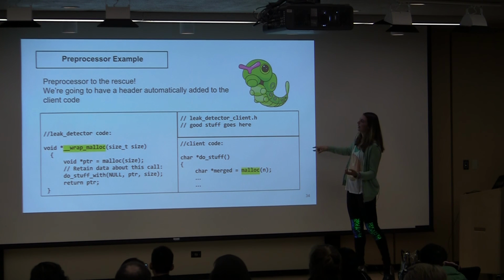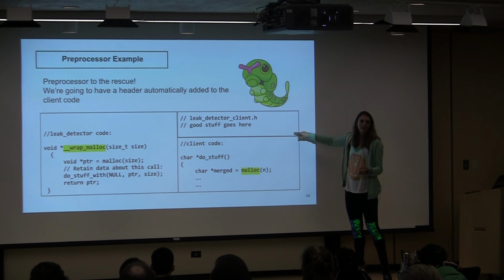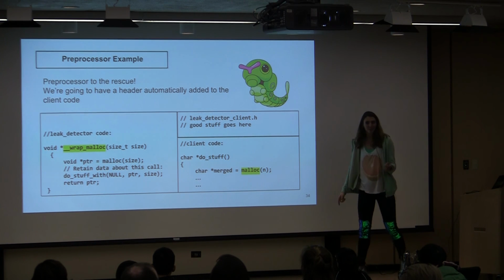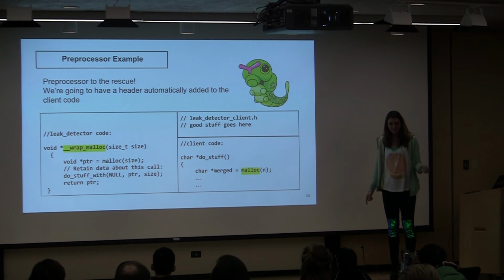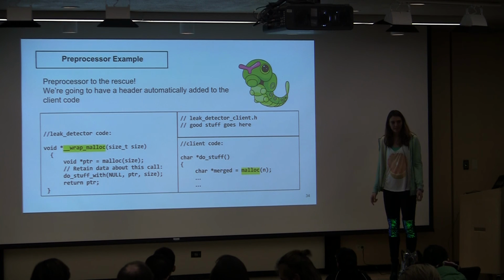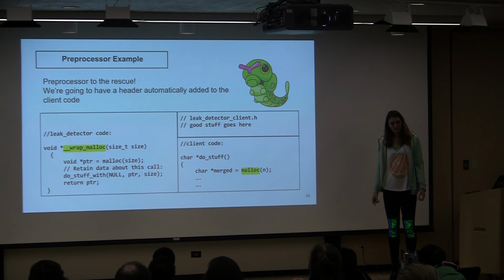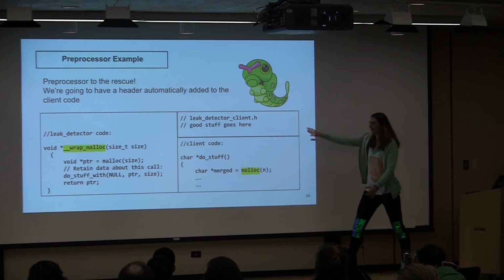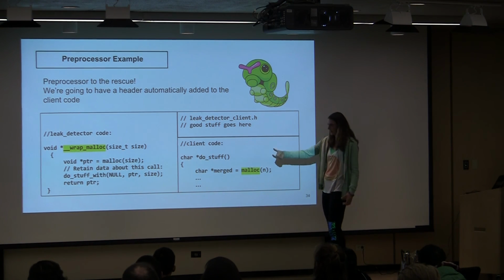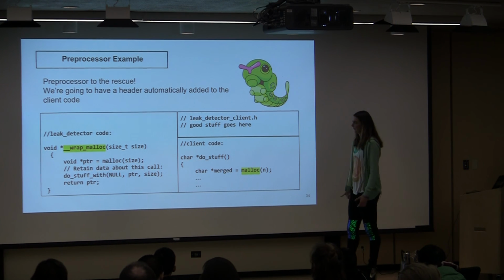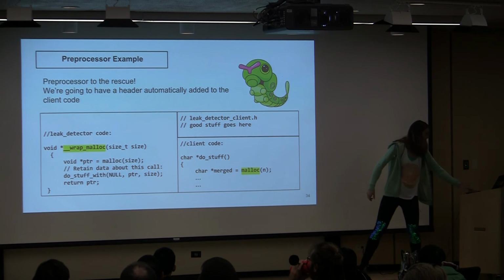So you might be able to tell me already what goes here. What goes in that header file? Yes? Like, how to define malloc. Oh, yeah, malloc as wrap malloc. Yeah, this header file is not going to get applied to that, so we're safe. Yeah, so there it is.